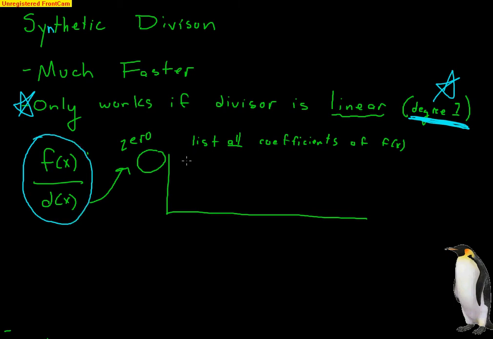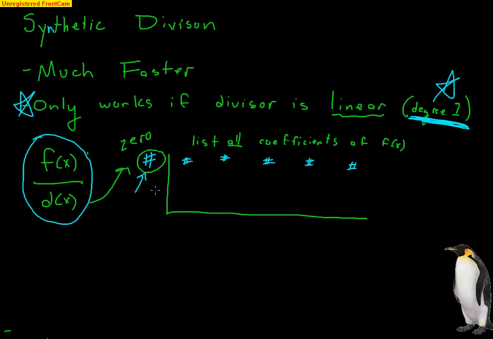First off, you're going to list all of the coefficients of the function on top. Just the coefficients. You just need the numbers, but you've got to be careful that every single power is covered. So if a power is skipped, you've got to put a 0 in its place. On the outside goes the 0 of the divisor. So whatever number makes the divisor 0, that's going to be the number that goes on the outside. A lot of kids mess that up.